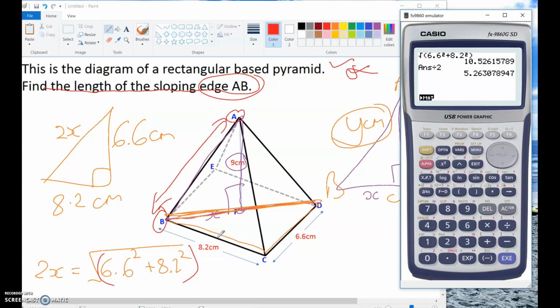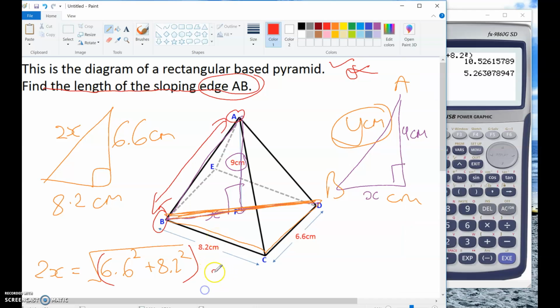So x equals 5.263. Notice I did it to 3 decimal places because I'm frightened of premature rounding.